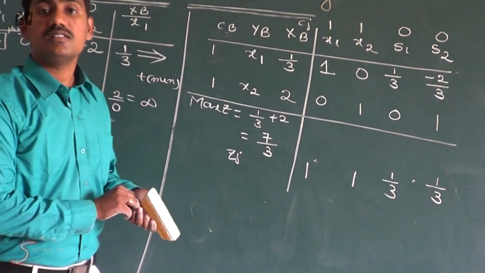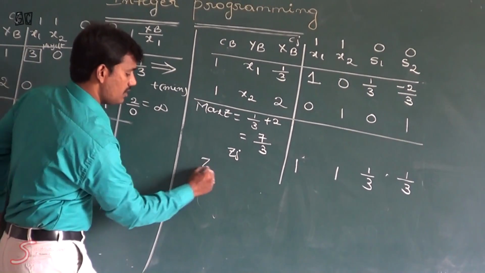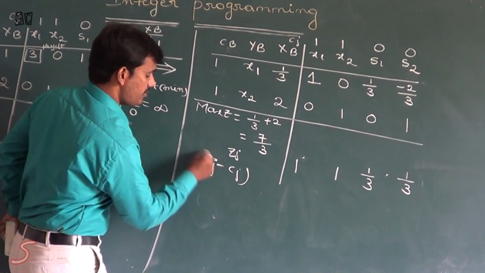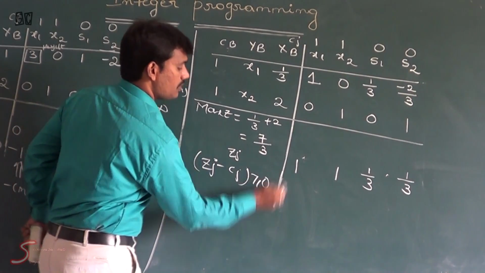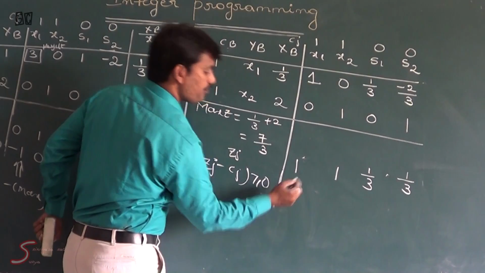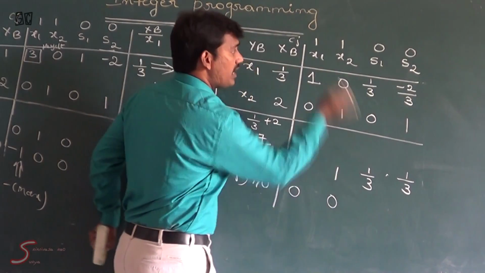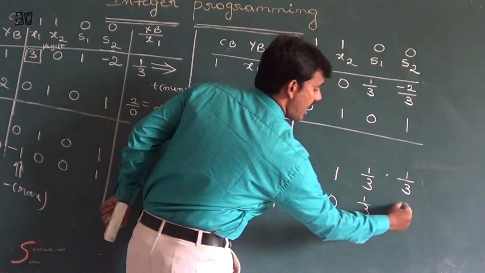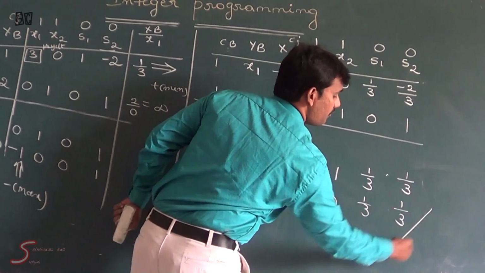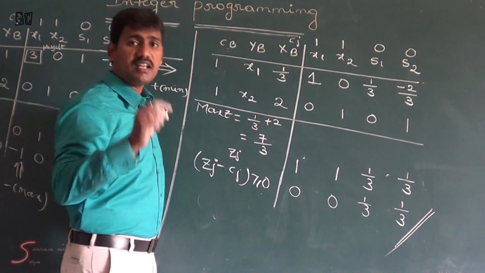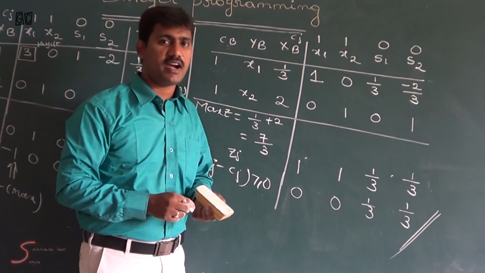And we have the Zj minus Cj condition, that is the net evaluation condition: Zj minus Cj greater than or equal to 0. 1 minus 1 is 0, 1 minus 1 is 0, 1 by 3 minus 0 is 1 by 3, and 1 by 3 minus 0 also 1 by 3. Here the net evaluation conditions are satisfied.